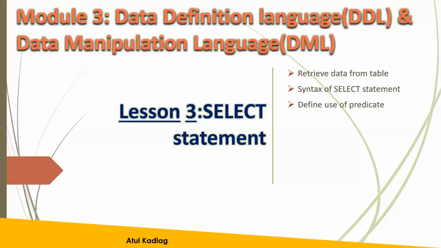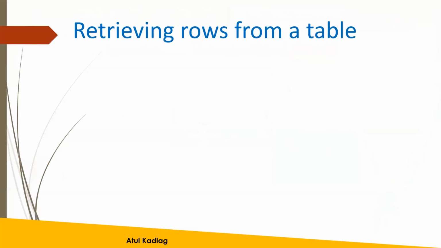How we can write the select statement, what is the use of a predicate, then what is the syntax of the select statement with the where condition as well, meaning restricting some data when we want to retrieve it. And then there are some comparison operators as well, which we can see when we want to use some where conditions in the select statements.